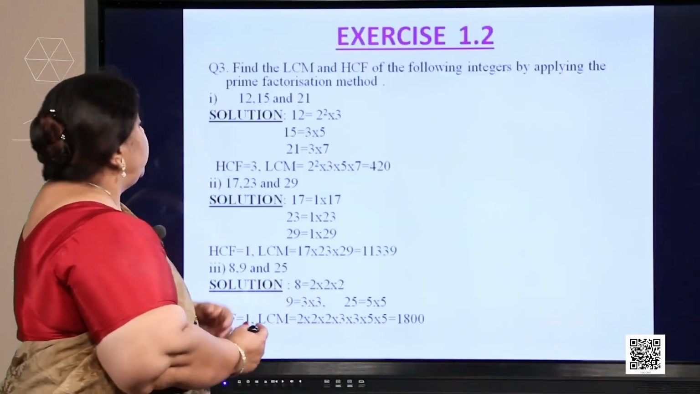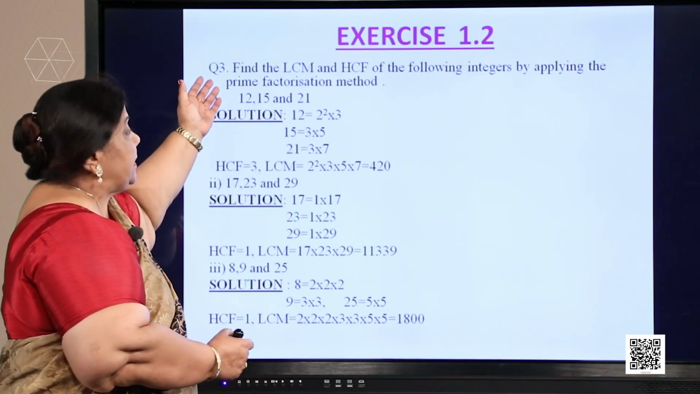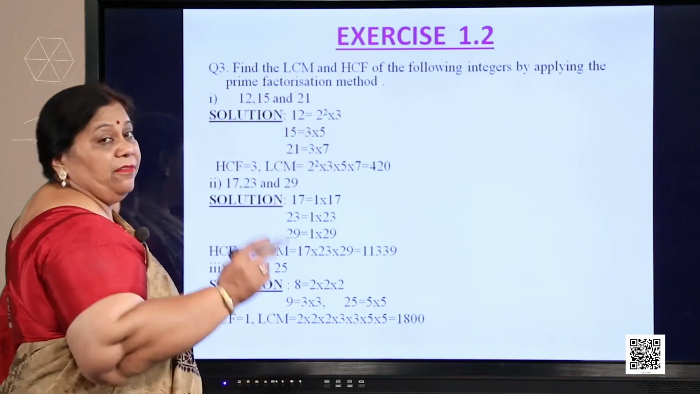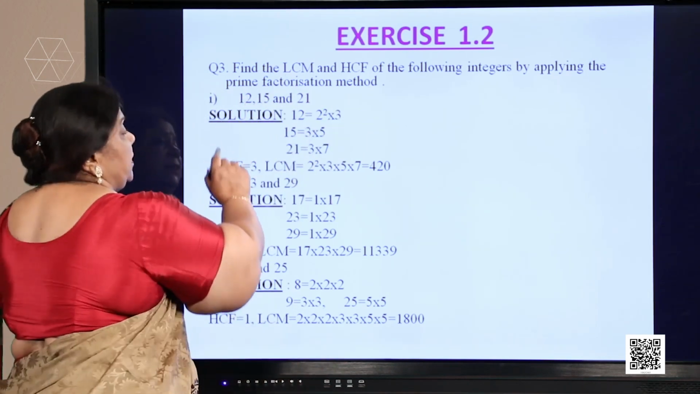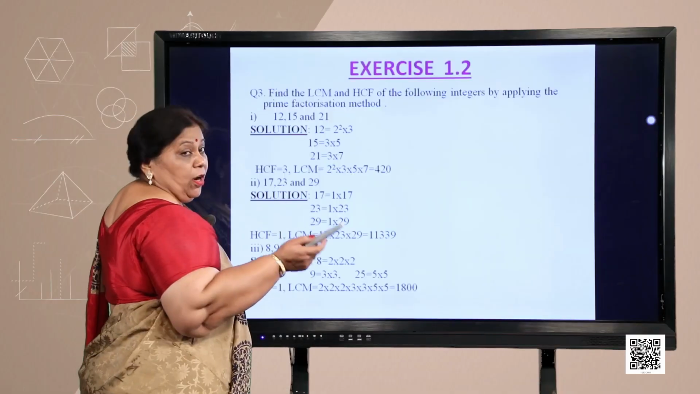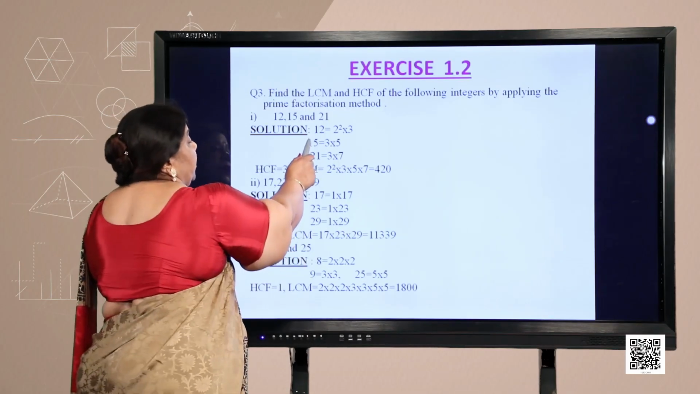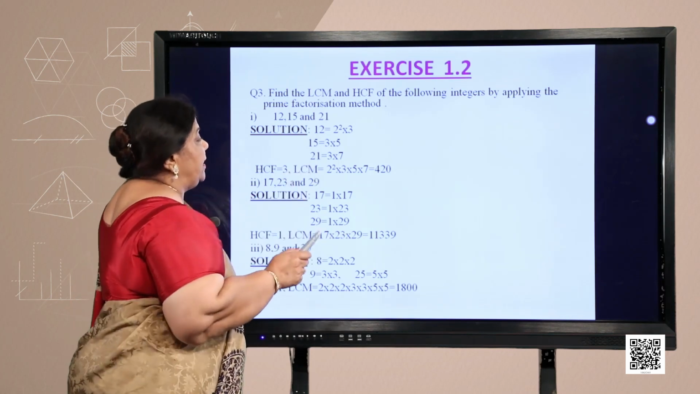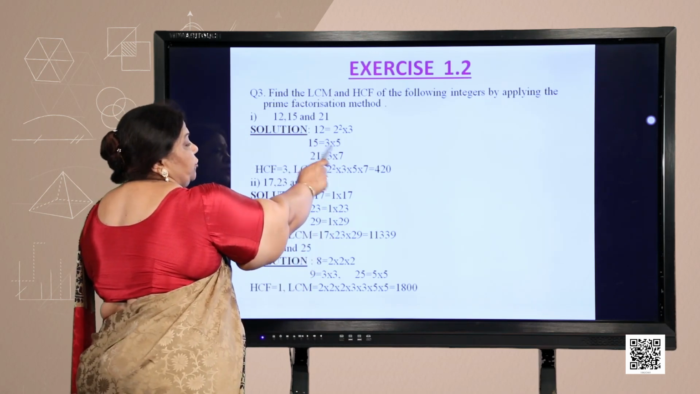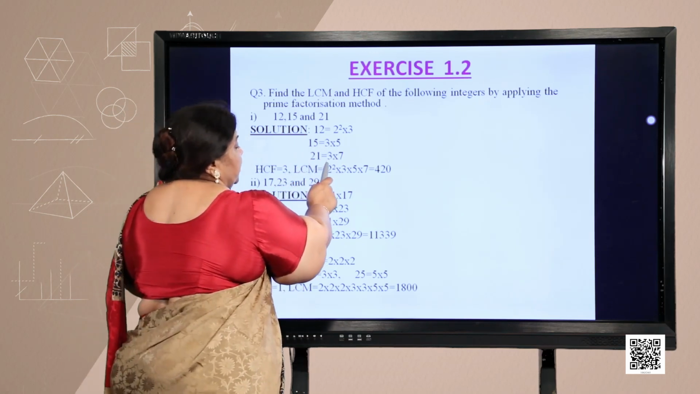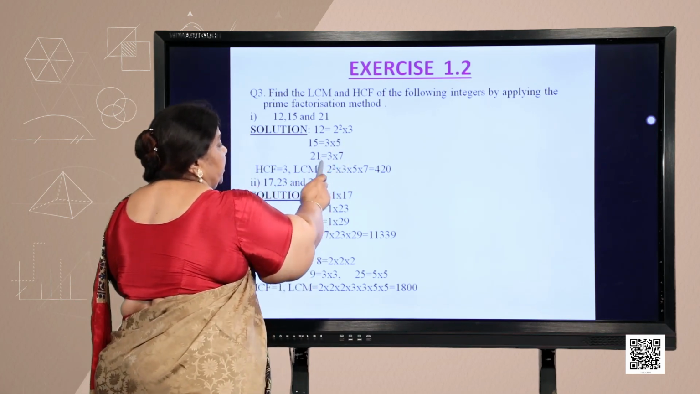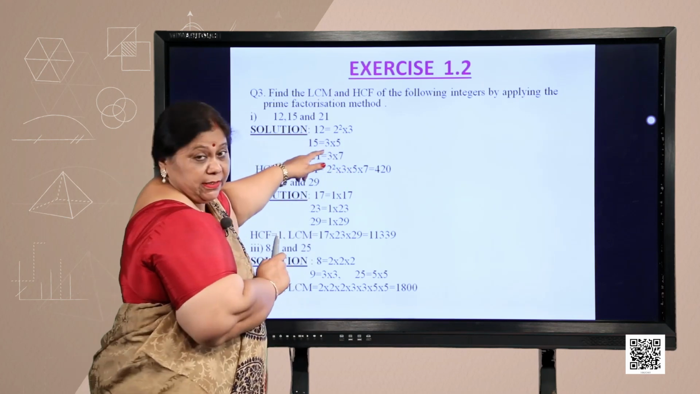So, students, let us look into the next question, question number 3, which says find the LCM and HCF of the following integers by applying prime factorization method. Numbers are 12, 15 and 21, numbers are very small and very simple. Let us see how I can write 12. 12 can be factored as 2 into 2 into 3 and 15 can be factored as 3 into 5. 21 can be written as 3 into 7.